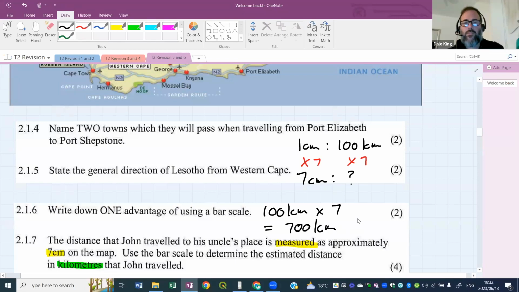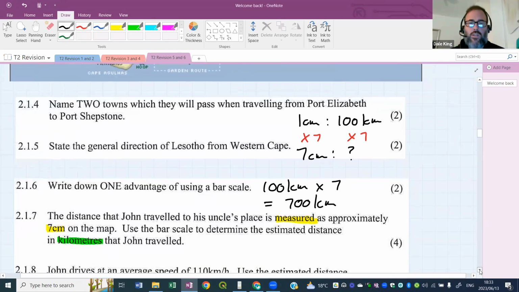Very good. 1 centimeter is 100 kilometers. Then for 7 centimeters, you've got to times by 7. Good job. Don't forget your units as well. That's for 4 marks, guys. That's 4 easy marks. You're hoping they give you one like that. Usually they ask you to measure yourself, but they gave us the ruler measurement in the question. Makes it nice and easy. All right. Is there nothing else here? Surely it's not that easy.